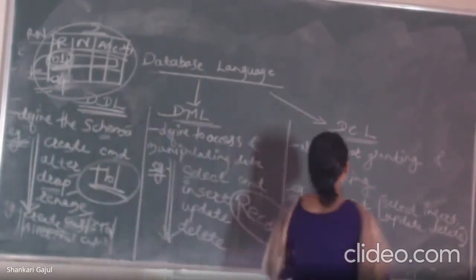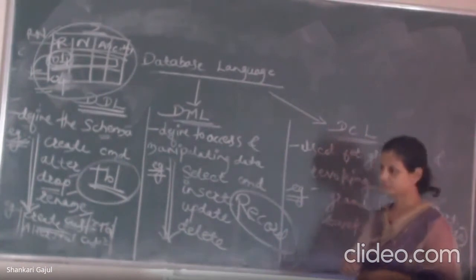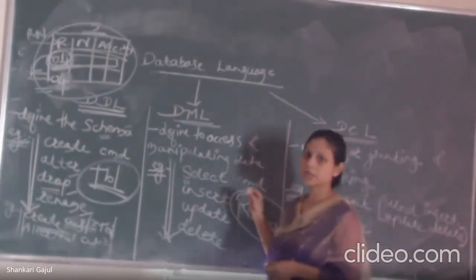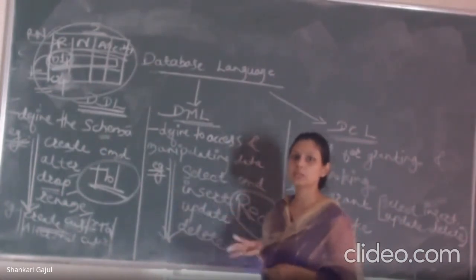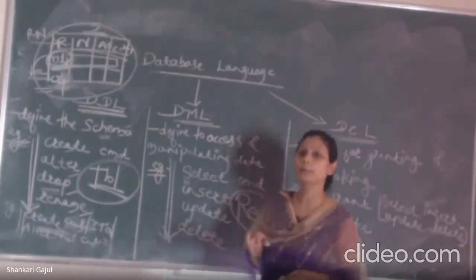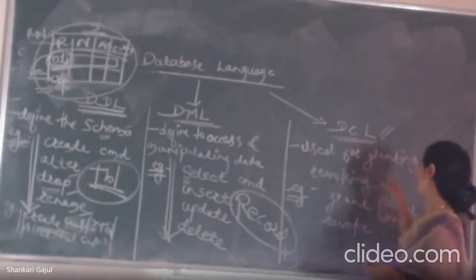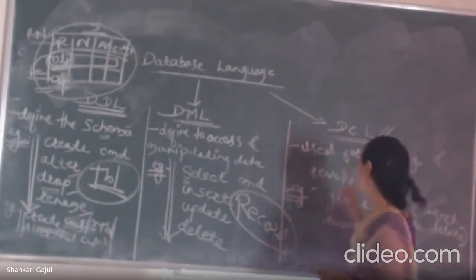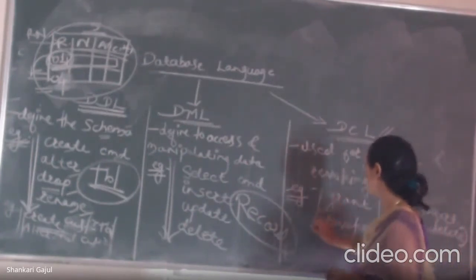So what about the third language, the data control language? Whatever operations we perform and the data we insert into the database, the control of the central system, how it will be controlled. For that controlling, the data control language is used. Okay, so it is for granting and revoking access to the database. What is that granting and revoking? For that, we use two commands: grant and revoke.